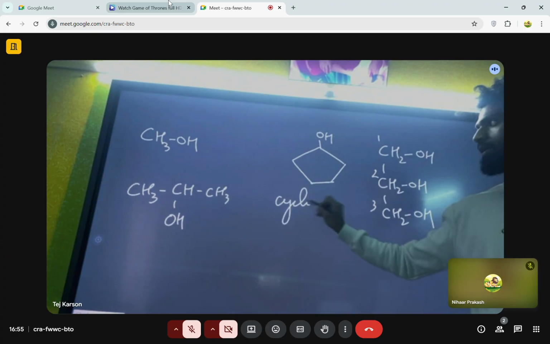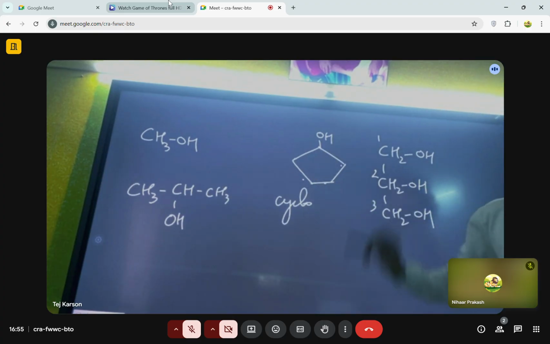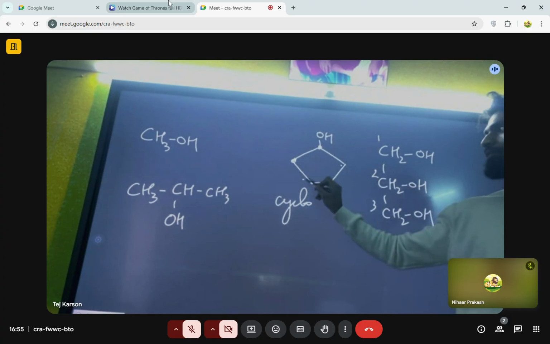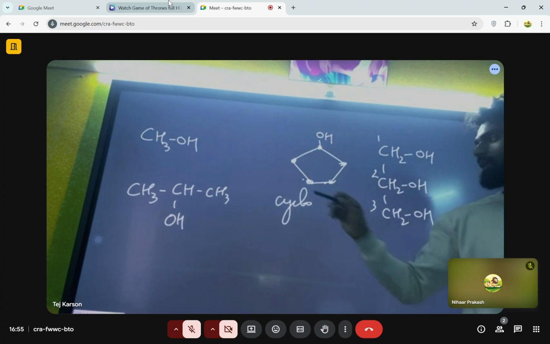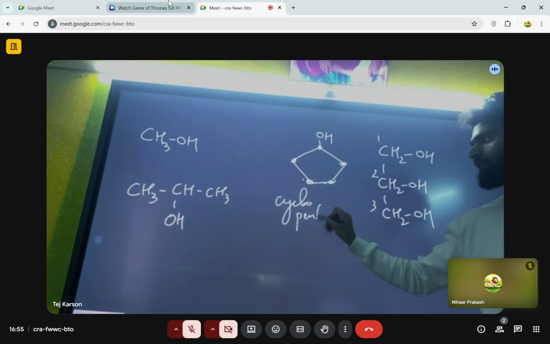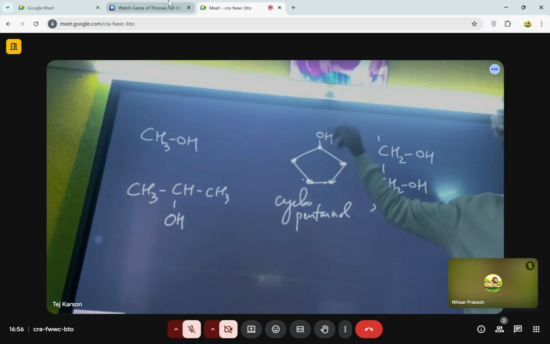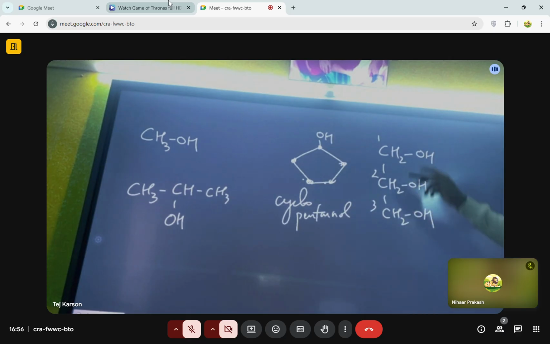There are 6 sides. How? 1, 2, 3, 4, 5. How many corners? Because corners only represent carbons, even the sides are 5. Yeah, 5 sides, which means pent, because it is cyclic, closed. It will be cyclopentanol, because obviously the OH will be on 1. Okay, what's the answer for this? 1, 2, 3. Pentane triol.